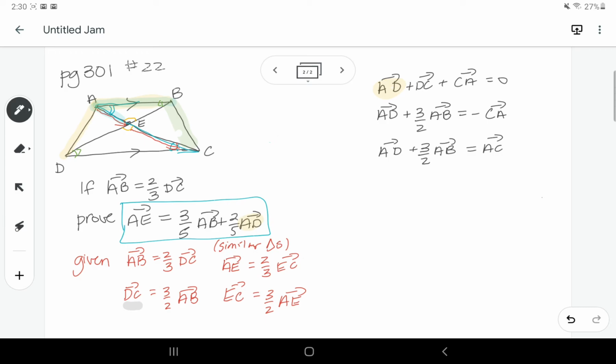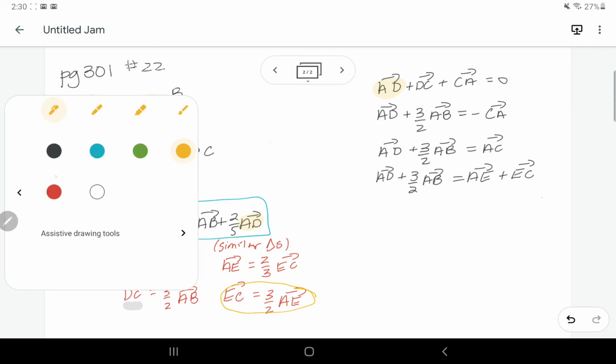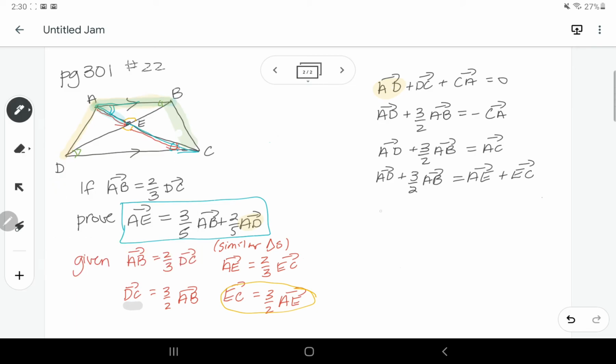And this is getting super messy on this diagram, but hopefully you guys can follow it. If I have AC, that's actually AE plus EC. So I'm going to substitute that in. So AD plus 3/2 AB equals AE, which is good, that's what I wanted, plus EC. But what do I know over here? Back here, I knew that EC was 3/2 of AE.